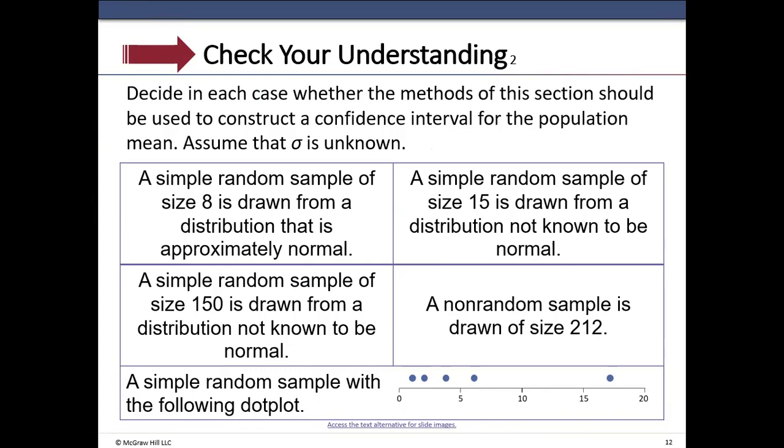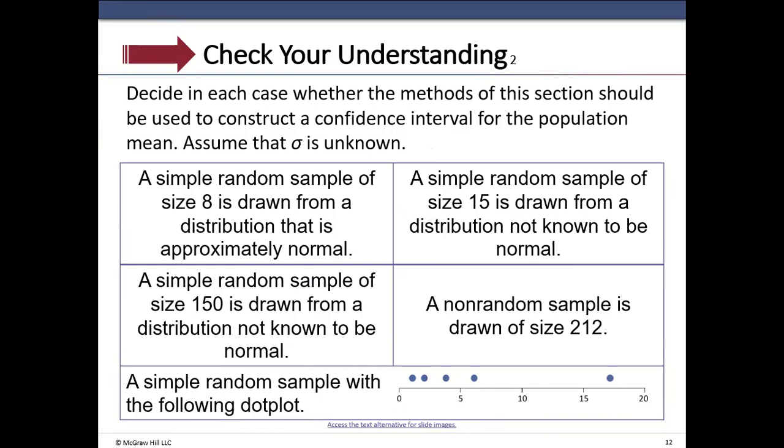Okay. How about the one in the bottom right corner? Non-random sample of size 212. Here the sample size is much greater than 30, so we can assume the sample came from a normal population. How about the one on the left bottom?